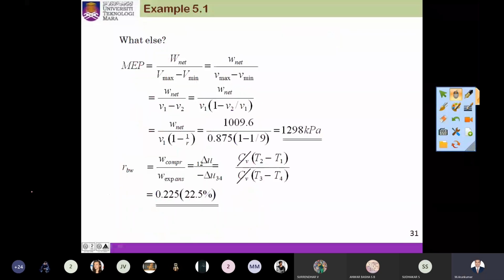Then what else do we have to calculate? The MEP, that is your mean effective pressure. So we have the formula, that is W net by dV. dV is equal to Vmax minus Vmin. So we can also relate the equation in specific values. So small w net by small v max minus v minimum.